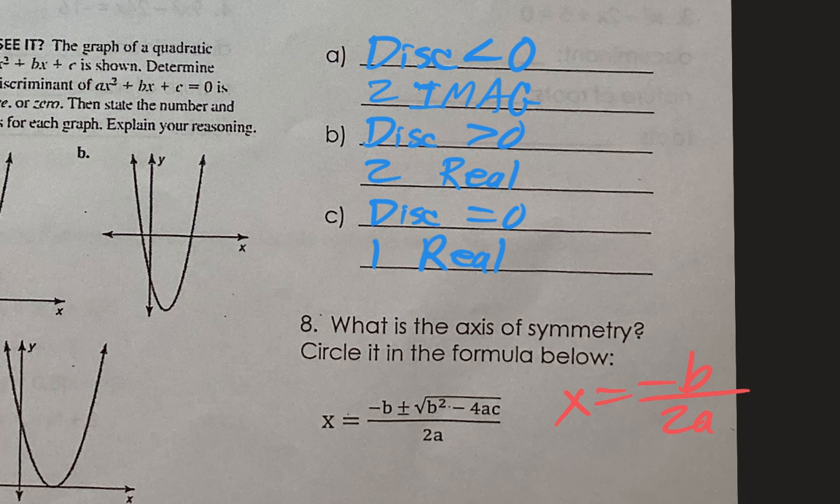our discriminant should be 0. Because if it's 0, that's where the negative b over 2a comes from. So we'll just circle that because they said circle the axis of symmetry. We notice the axis of symmetry is negative b over 2a. Okay, so that's what we get.